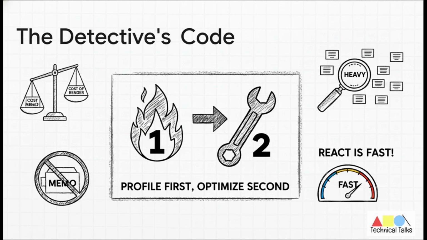You have to remember, React is incredibly fast. For many of your components, just re-rendering is actually cheaper than running all the checks for memoization. Applying these tools everywhere is just going to make your code more complex for no real gain. Use the profiler to find the real fire, and then use these tools as your fire extinguisher.